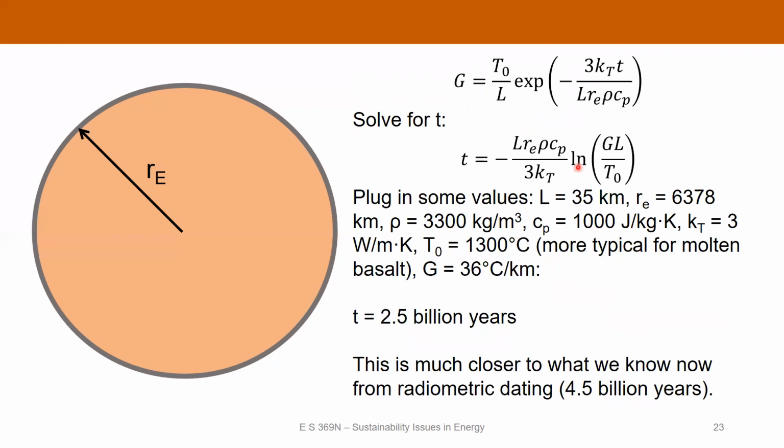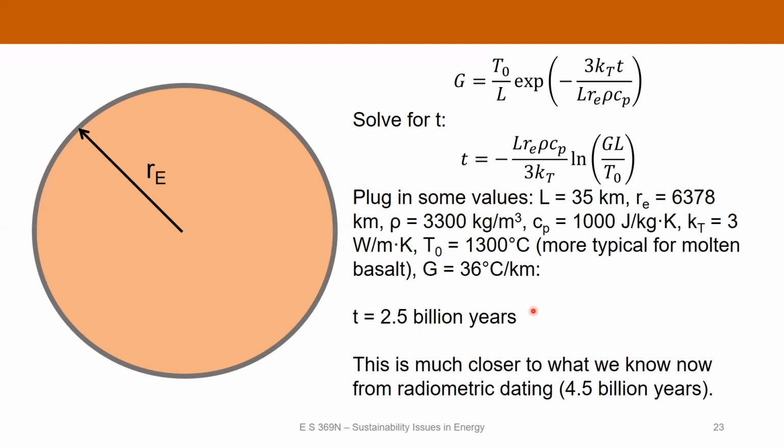Okay, we can solve for time. We get this expression here, and then plugging in some values that we know pretty well. So let's assume crustal thickness is 35 kilometers. Radius of the Earth 6378 kilometers, average density 3,300 kilograms per square meter, specific heat 1,000 joules per kilogram per Kelvin, thermal conductivity is 3 watts per meter per Kelvin, and the initial temperature is 1,300 degrees Celsius, which is typical for molten basalt, with a geothermal gradient of 36 degrees per kilometer, which is the same one that Kelvin used. We get a time of 2.5 billion years.